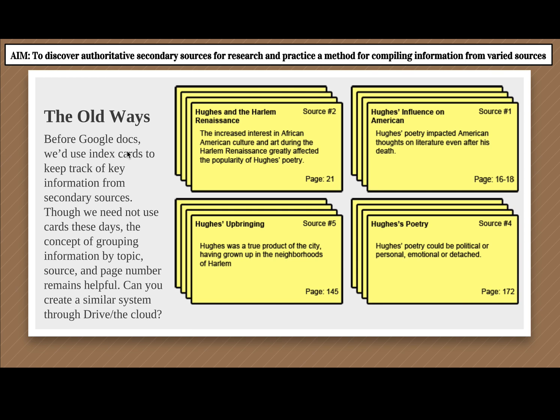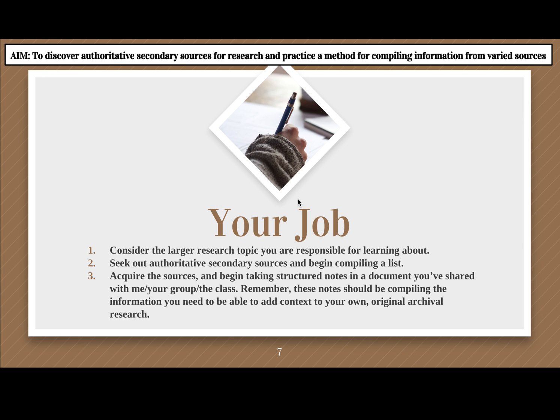Use Google Drive, use a shared doc, use a shared folder, but you want something like this so that as you get these secondary sources and as you start reading them, you're not losing the information that you're reading. You're constantly compiling it in an easily accessible format. So you as a group have to really talk that through.